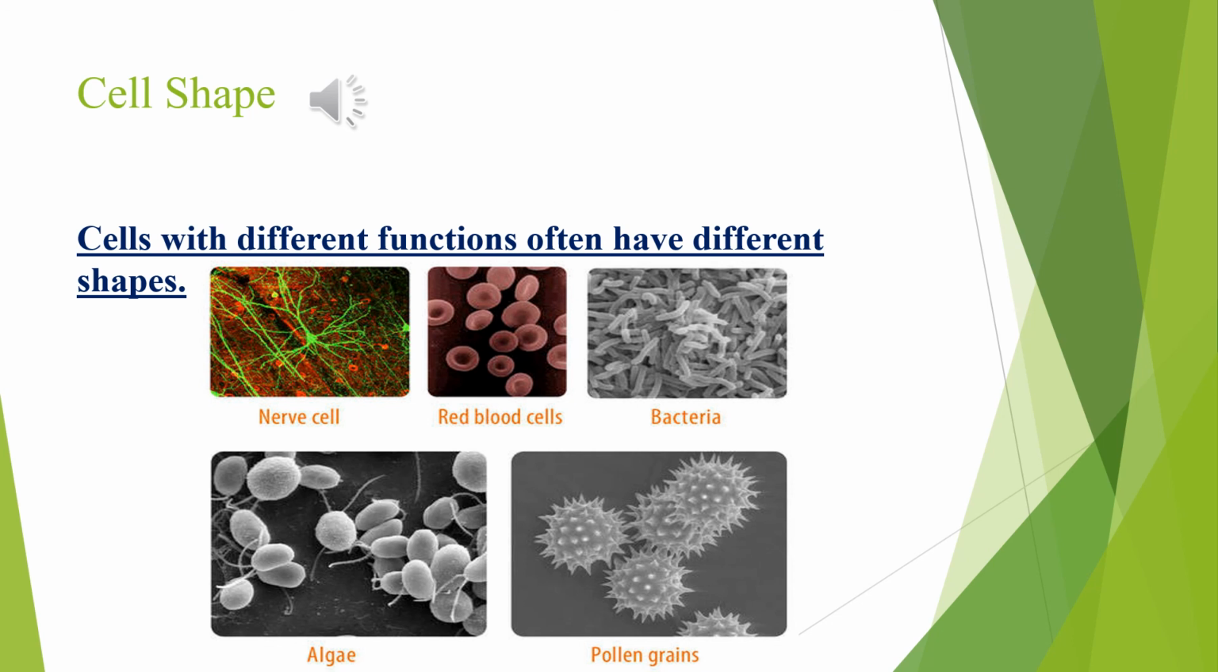other cells at once. Do you see the tail-like projections on the algae cells? Algae live in water, and their tails help them swim. Pollen grains have spikes that help them stick to insects, such as bees. How do you think the spikes help the pollen grains do their job?